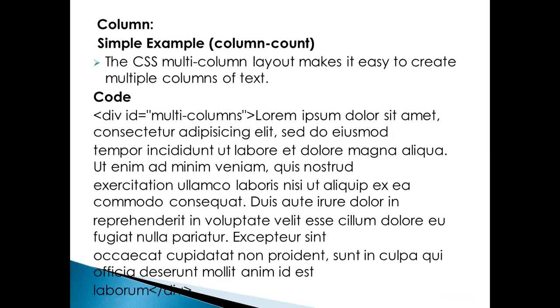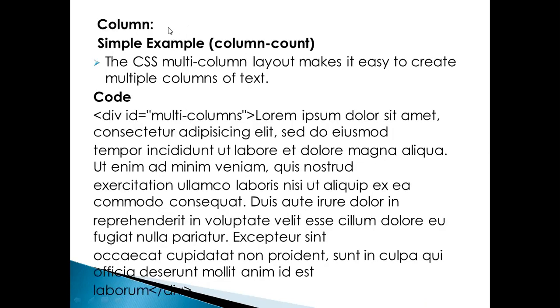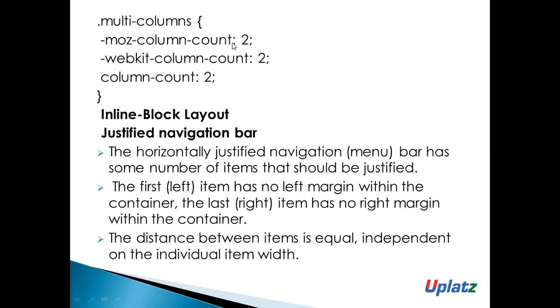So next is column: how to use column count. A multi-column layout makes it easy to create multiple columns of text. For this div, the entire content is going to be divided into multiple columns. So this would be the ID. For Mozilla, I'm making it column 2, and this one is for Chrome, and this is the basic column count 2. So it will divide it into two halves. If you want to divide it into 4 or 5, you can give whatever you want.